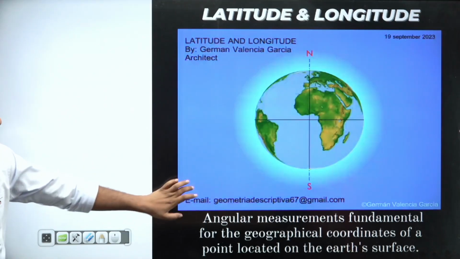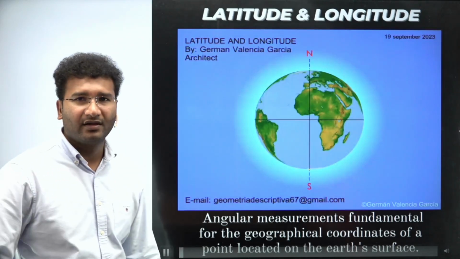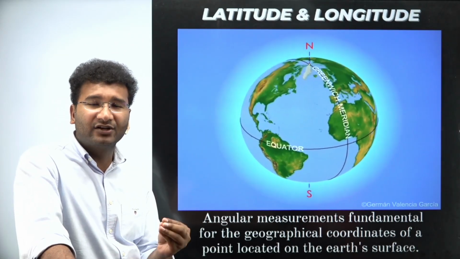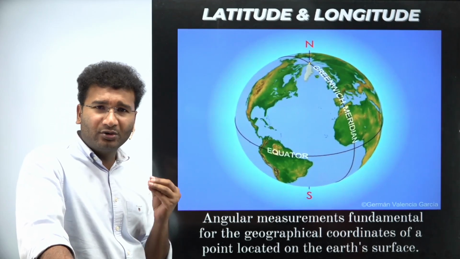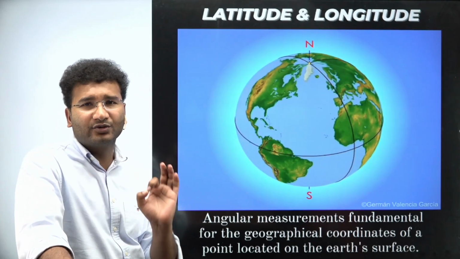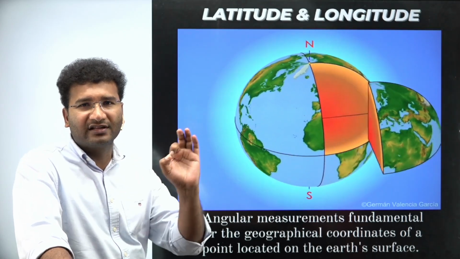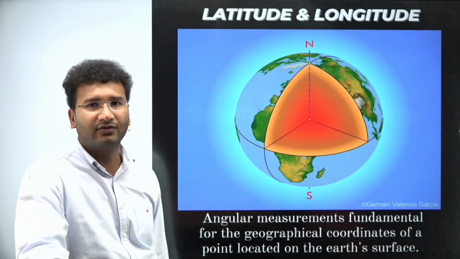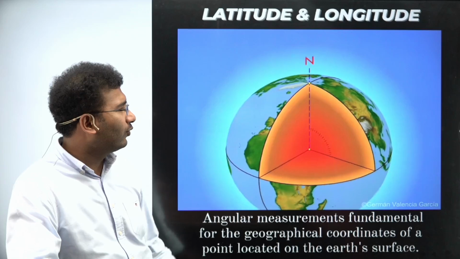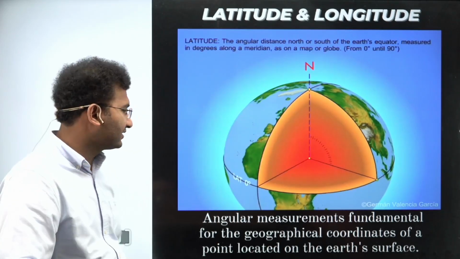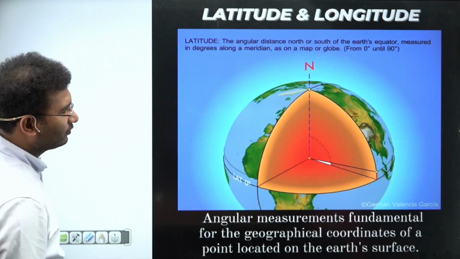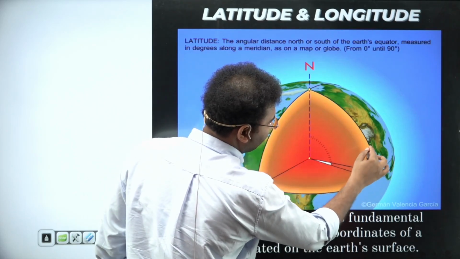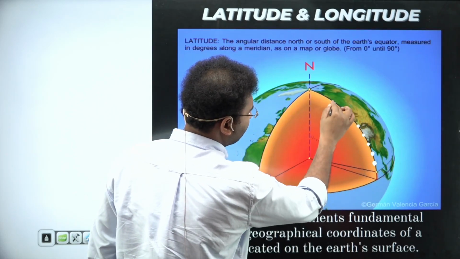Now come back. Try to watch this. Latitudes and longitudes are always drawn from the center of the earth. You go to the center of the earth. From there, you start measuring the degrees north and south. Now from the center of the earth, I want to point various places. This is one point, this is the second point, third, fourth, fifth, sixth, like that.